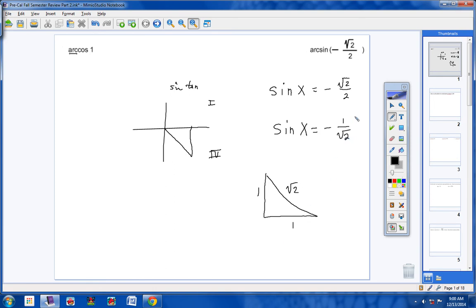There we go. More than likely I had this, and I multiplied both sides by square root of 2 over square root of 2, and then I got this. Now if I'm really confusing you, then stop and think.